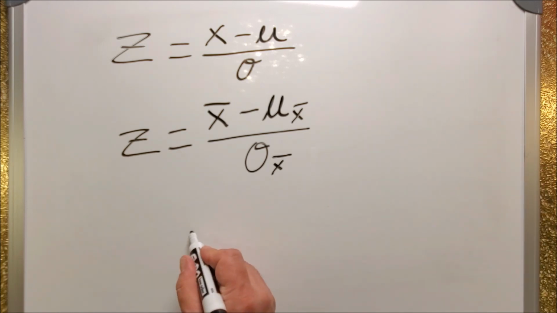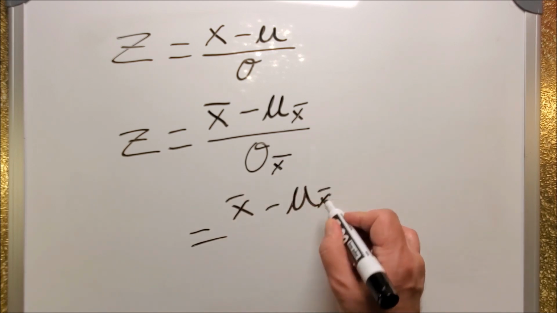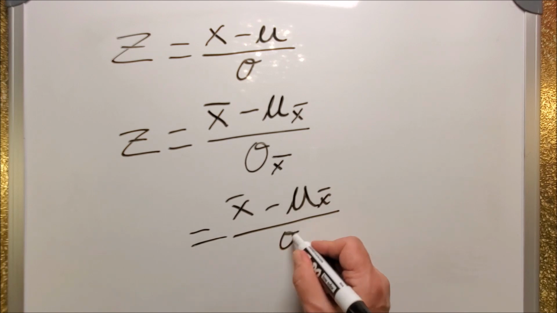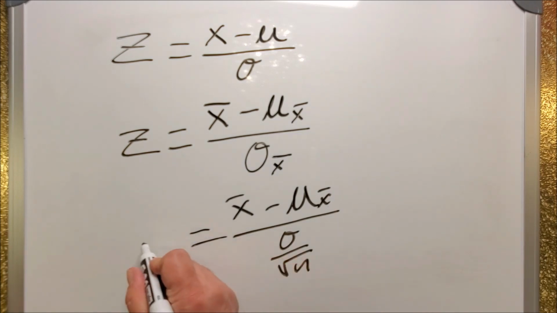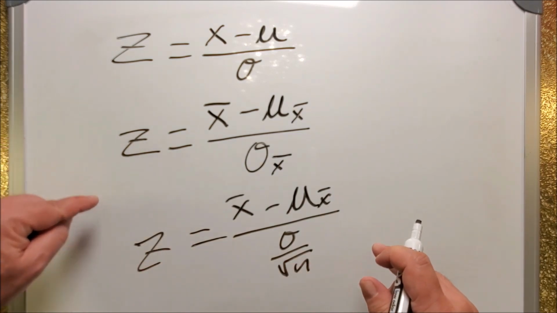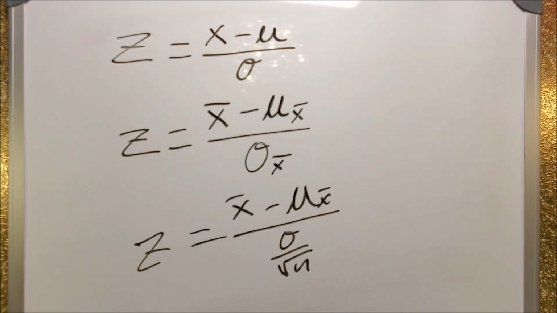We can also write it this way. X bar minus mu sub x bar divided by sigma divided by the square root of n, because after all, that's the same thing as that thing. And that's the formula for it. So you're going to see it both of these ways as it relates to the distribution of sample means.